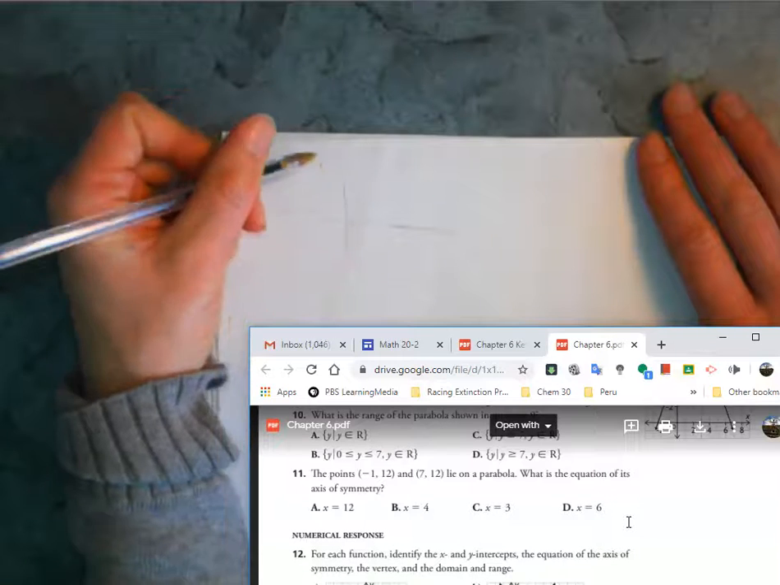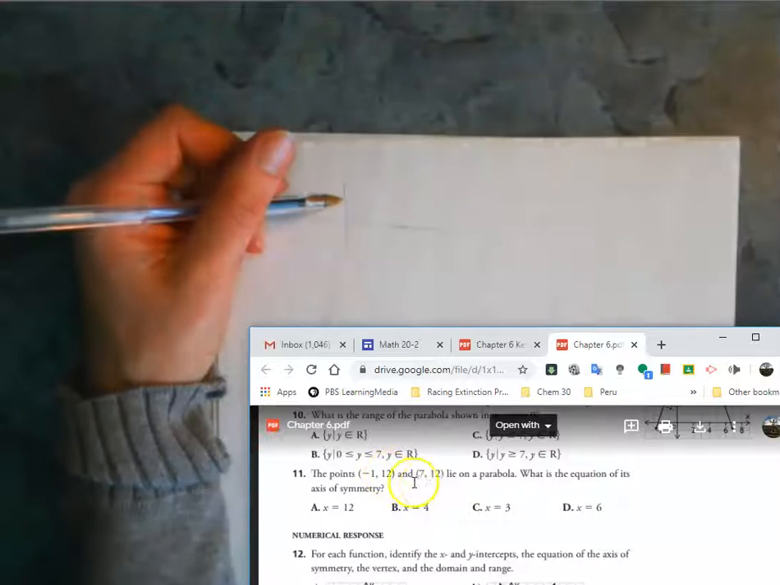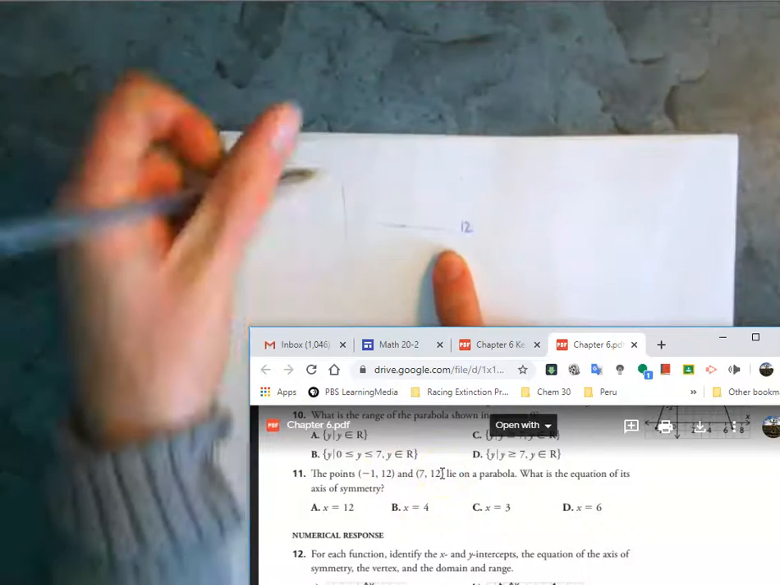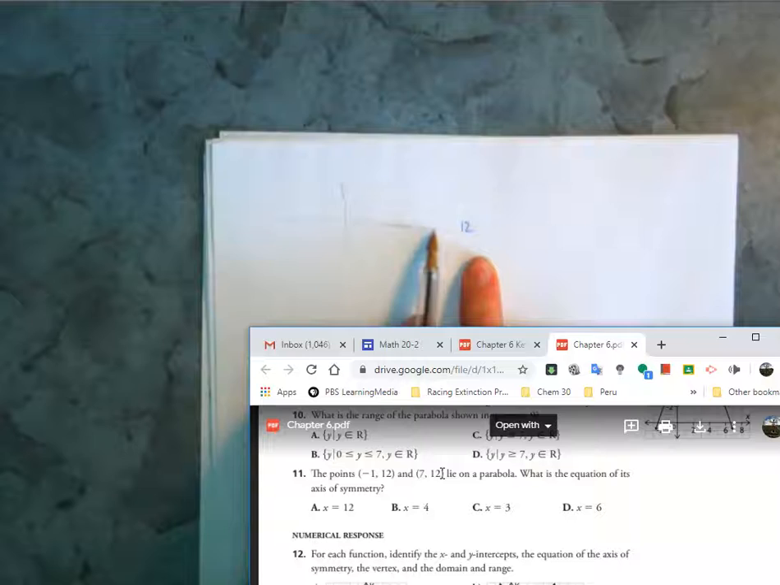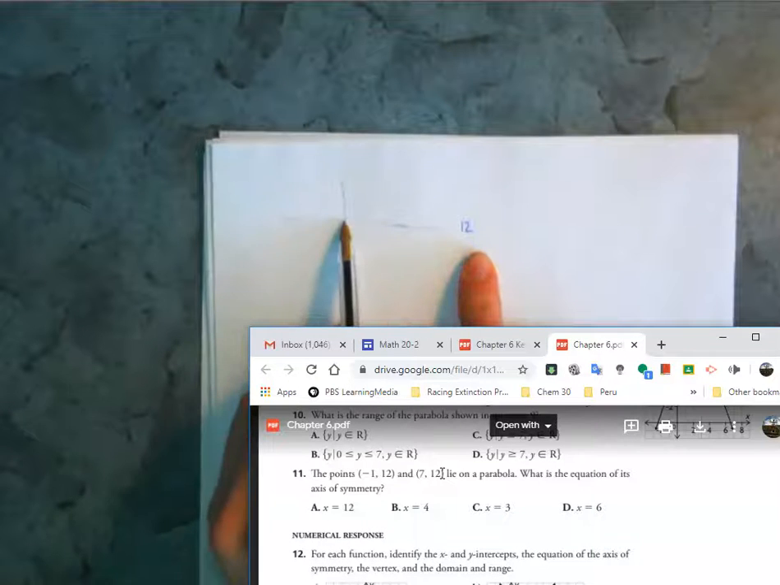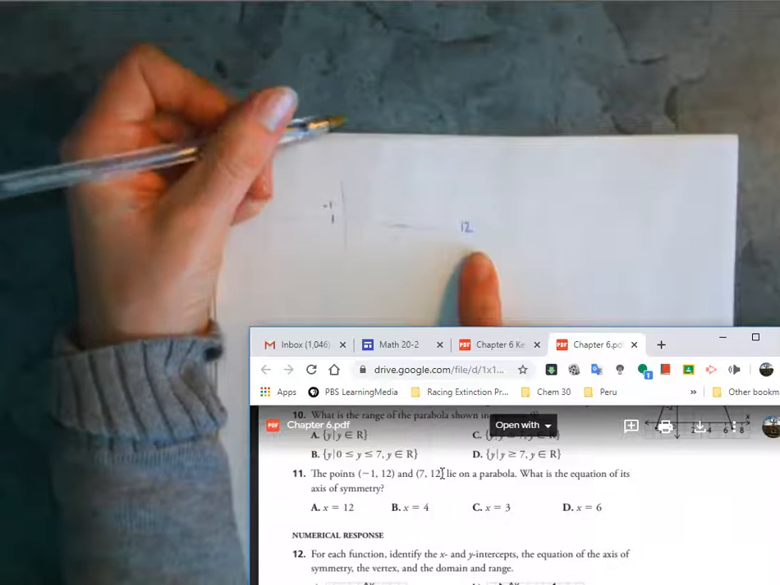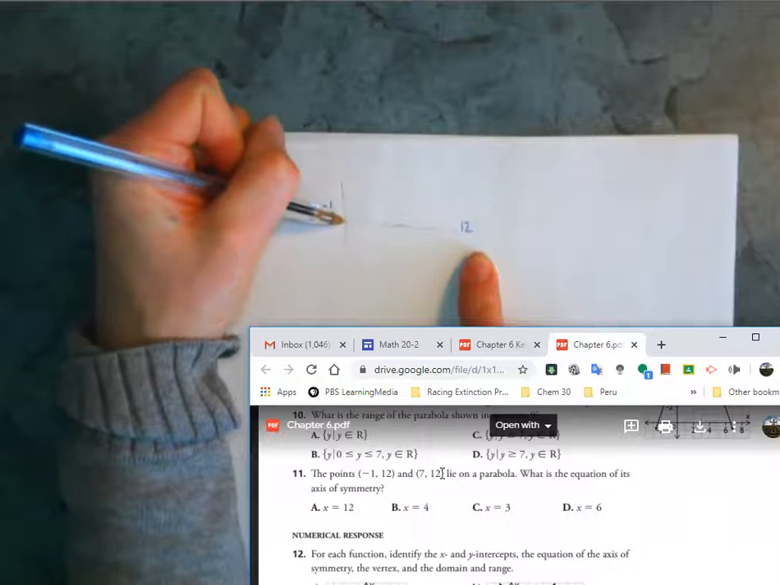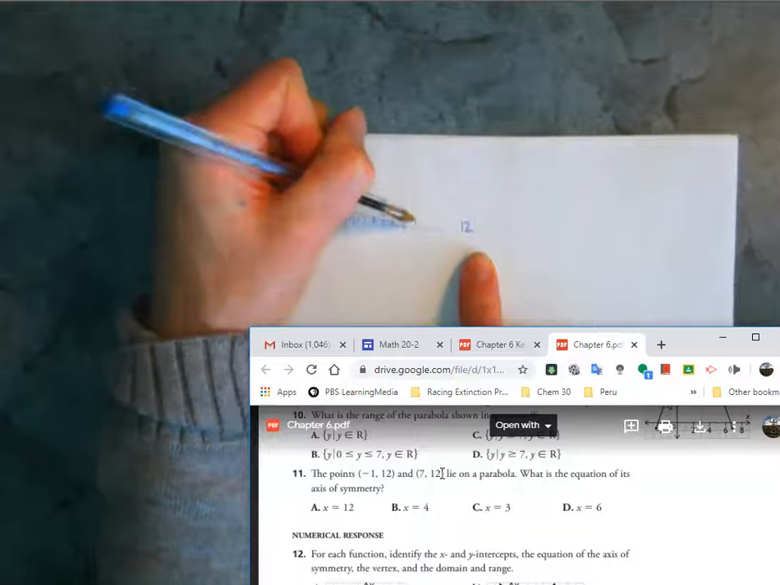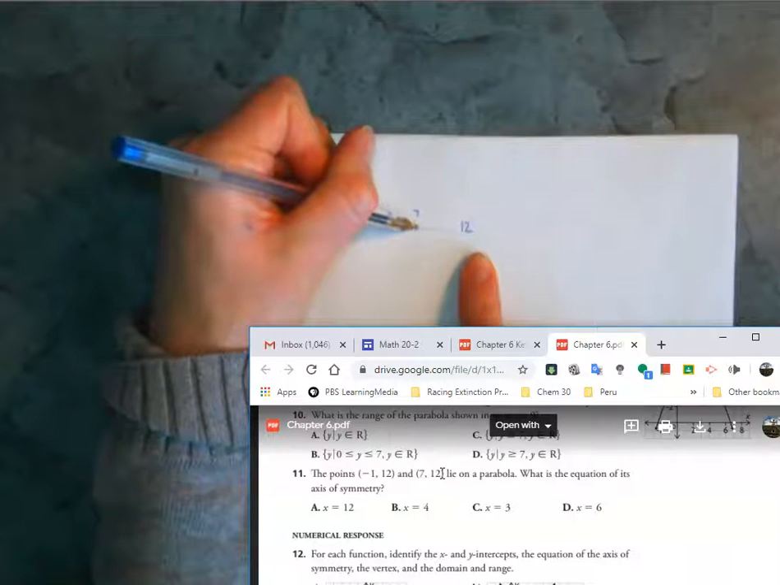So both of these points are on 12 on the y-axis, right? So I'm just going to label this line here. Instead of thinking of it as 0 for y, I'm just going to label it as 12. And then I know I have a point at -1 on the x-axis, and then a point at 7. So I go 0, 1, 2, 3, 4, 5, 6, 7 is my other point, okay?